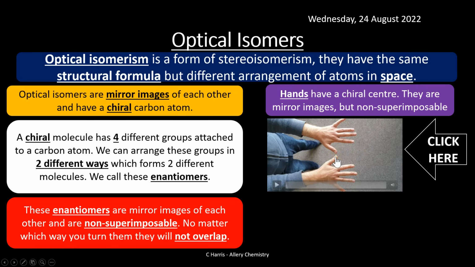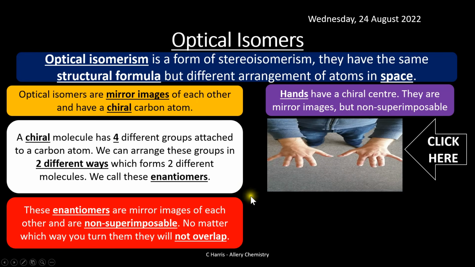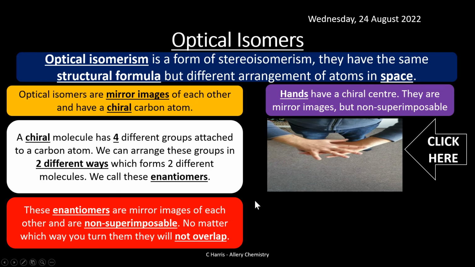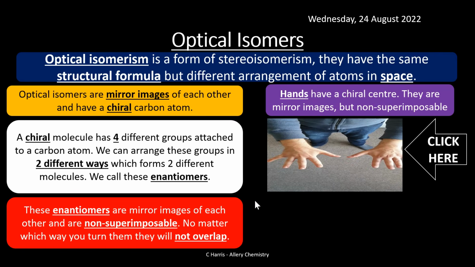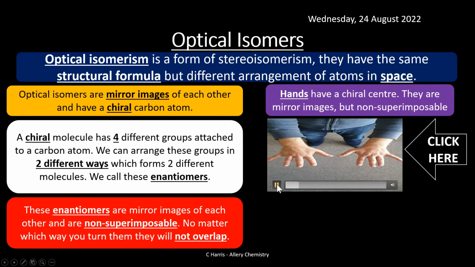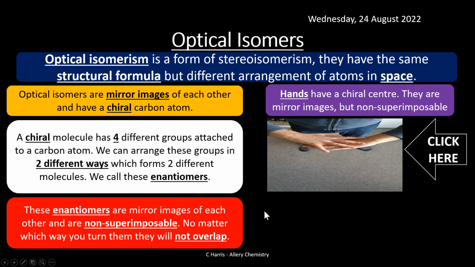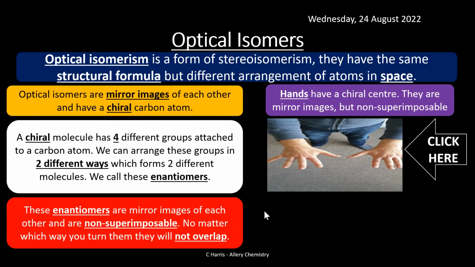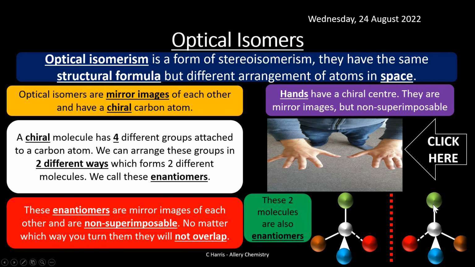They can have a chiral center. So what we need is four different groups coming off a carbon atom. When we say non-superimposable, this is what we mean. Did you see that? I'll play it again. So we put them over the top. It doesn't actually superimpose. Looks quite broad, doesn't it? I don't know what's happened to my fingers. Anyway, that's basically saying they're non-superimposable. They won't superimpose above each other.